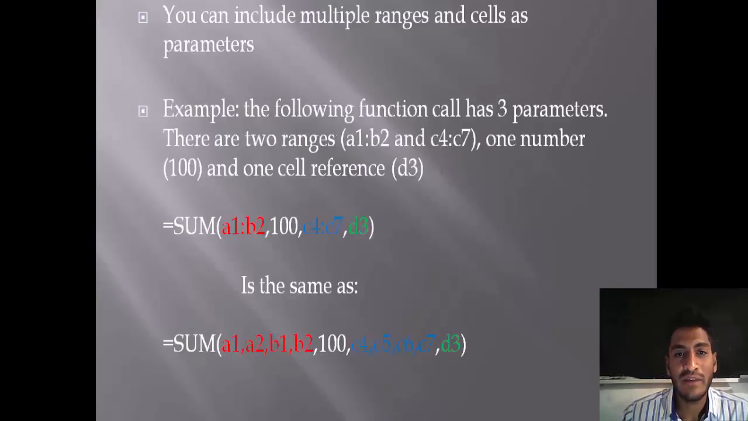Function call with multiple parameters. You can include multiple ranges in the call as parameters. Example: the following function call has 3 parameters. There are 2 ranges, A1:B2 and C4:C7, one number, 100, and one cell reference, D3. =SUM(A1:B2,100,C4:C7,D3) is the same as =SUM(A1,A2,B1,B2,100,C4,C5,C6,C7,D3).